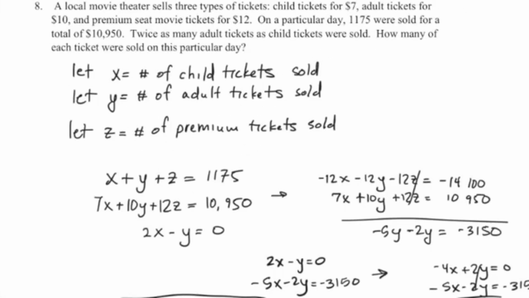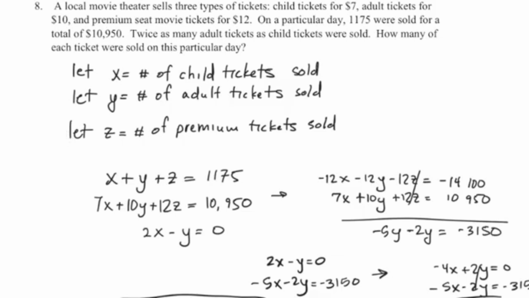Okay, for question 8, I wanted to walk you through what I've done here. So the first step in any application problem is to define your variables for the question. The question here is how many of each ticket were sold. There are three different types of tickets: child, adult, and premium. So I've defined X as the number of child tickets sold, Y as adult tickets, and Z as the number of premium tickets sold. So that's the first step: identify and define your variables.